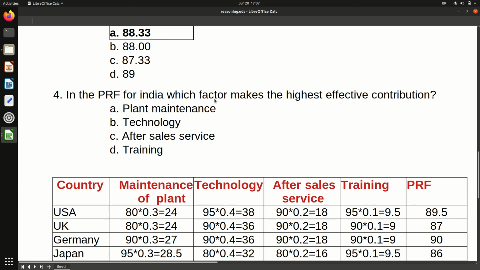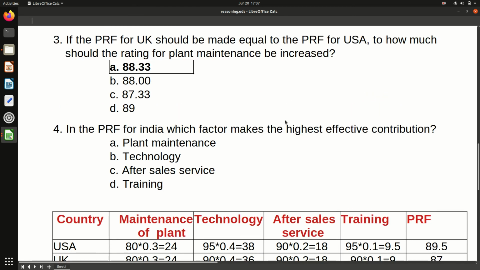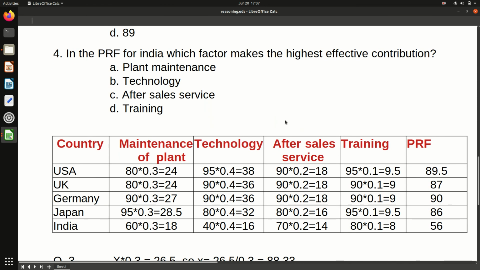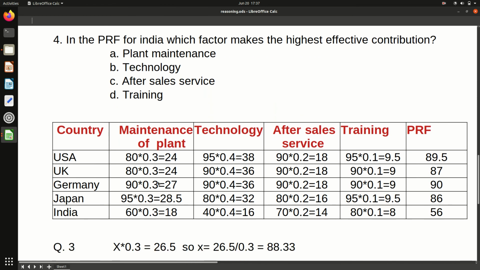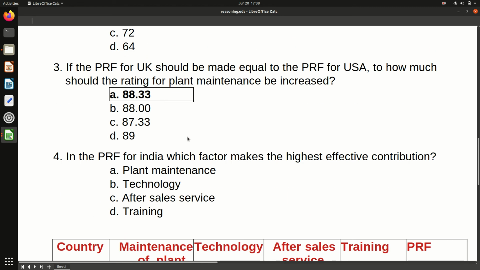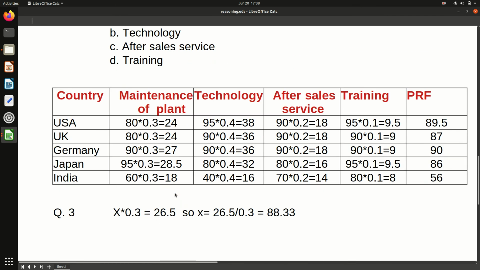And the fourth: in the PRF for India, which factor makes the highest effective contribution? So let us see. Maintenance of plant is 18, technology 16, after sales 14, and training is 8. So overall the highest is maintenance of plant, at 18. All others are less than it. So this is making the highest contribution: maintenance of plant. So these were the 4 questions, and I hope it was very easy.